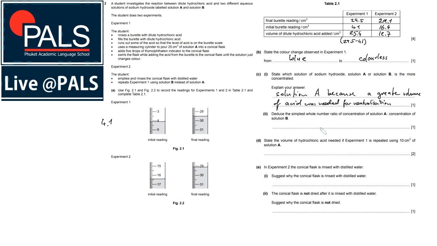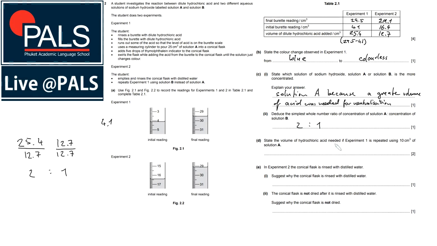Deduce the simplest whole number ratio of concentration of solution A to concentration of solution B. This is relatively easily done. We know how much acid we have added, so we can just take these two numbers and divide them by the smallest number. So we have, these are the two volumes of acid that were added. 12.7 is the smaller number, so that divided by 12.7, and this divided by 12.7, and that is exactly 2, and this is 1, so the ratio is 2 to 1.